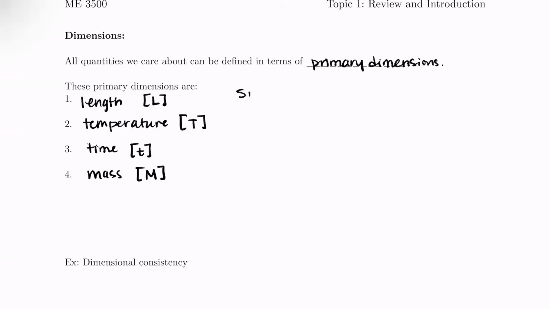But the SI units for each of these are the following. The SI unit for length is meters. The SI unit for temperature is Kelvin. The SI unit for time is seconds. And the SI unit for mass is kilograms.